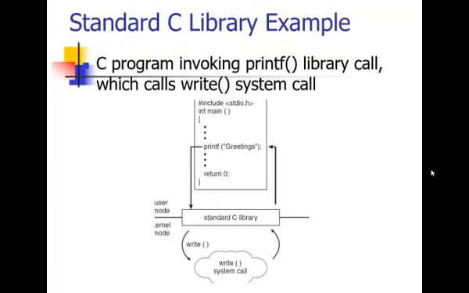So different APIs provide different system calls. This is a simple C program. You can see it includes the standard input output library. That means to print it requires standard input output.